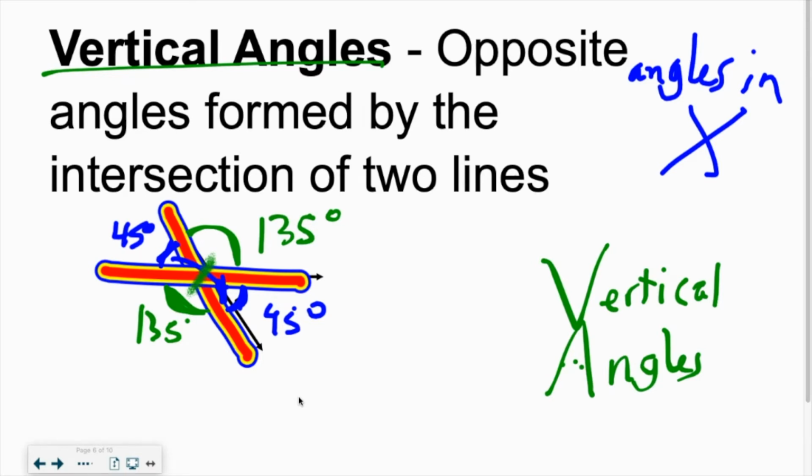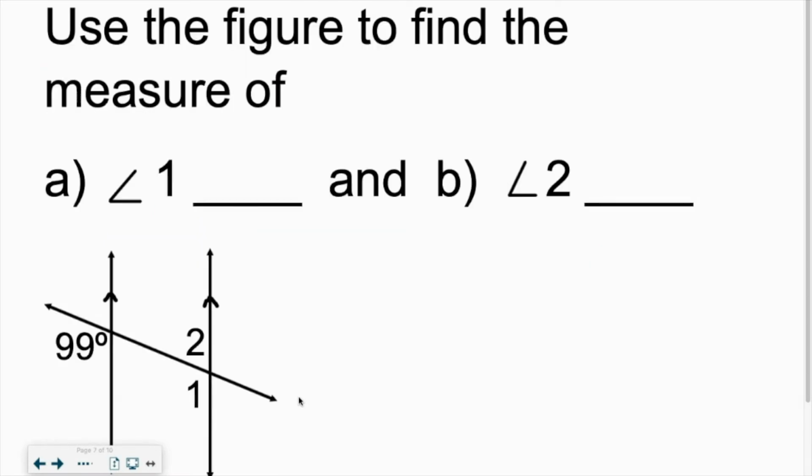Now, we apply every one of these vocab. Find them, use the figure to find the measure of angle 1 and the angle 2. Sometimes they may not use this word measure. They may not put it up here. They may just put a little m right there, and that's what that stands for. This just stands for the measure of angle 1.